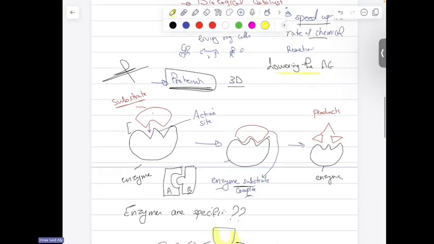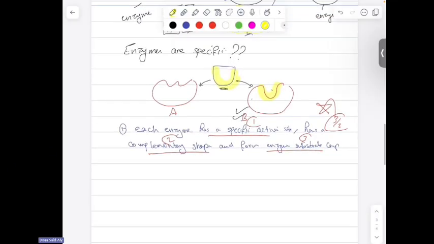Okay, how do enzymes work? Each enzyme has an active site. This active site has a complementary shape to the substrate, so they bind together and form the enzyme substrate complex. Then, by the end of the reaction, the products are formed and they leave the active site of the enzyme, and the enzyme catalyzes another chemical reaction.